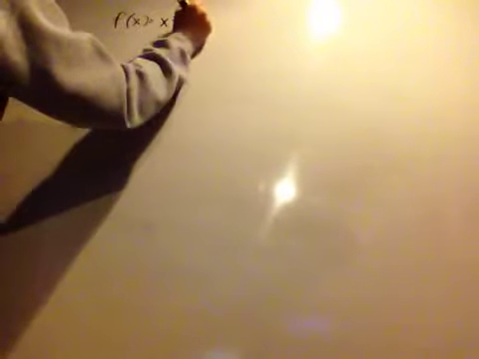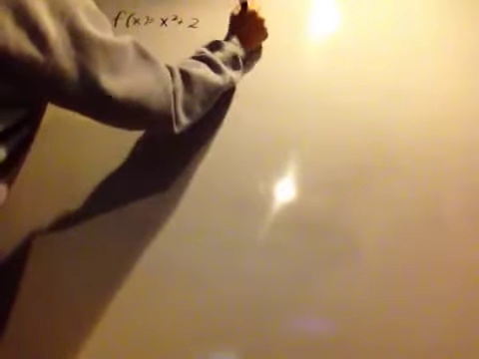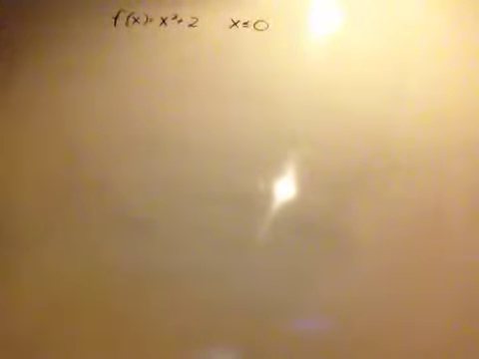So we're going to find the inverse of a power function. We're told that f of x is equal to x squared plus 2, and x is less than or equal to 0. So we're going to find the inverse of this, and then we're going to graph the two functions.